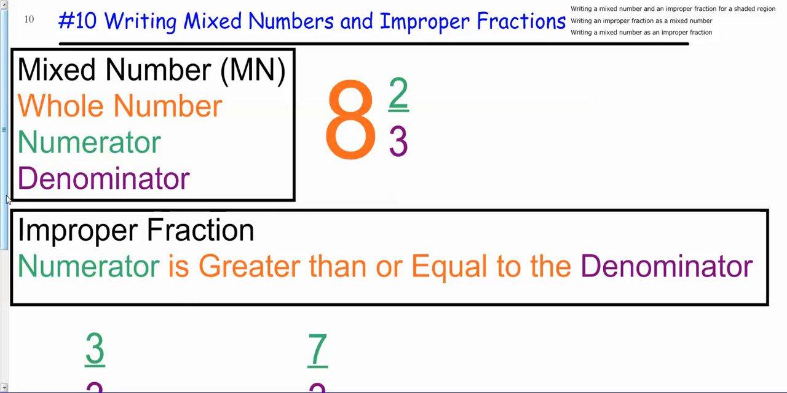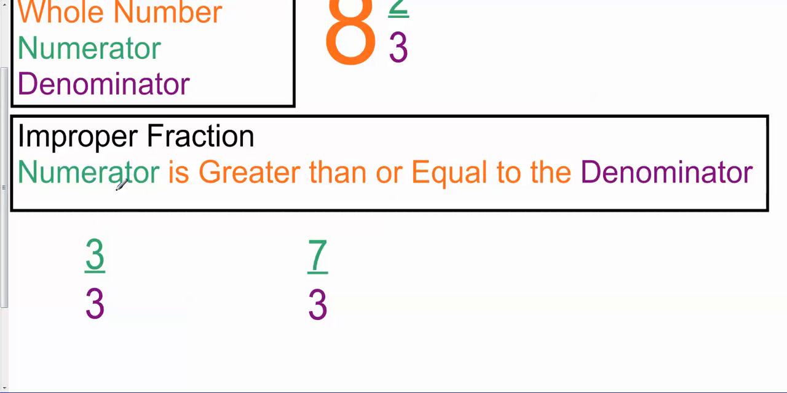Okay? Now, an improper fraction is when the numerator is greater than or equal to the denominator. So basically, if the fraction gives me 1 or more, 3/3 is the same thing as 1. Because if I cut a pizza up into 3 pieces and I eat one, or I eat all 3, I have eaten the entire pizza. Or my numerator 7 is greater than the denominator 3.